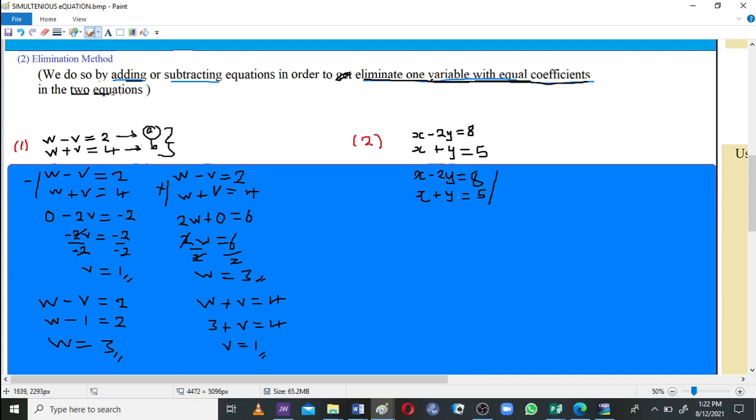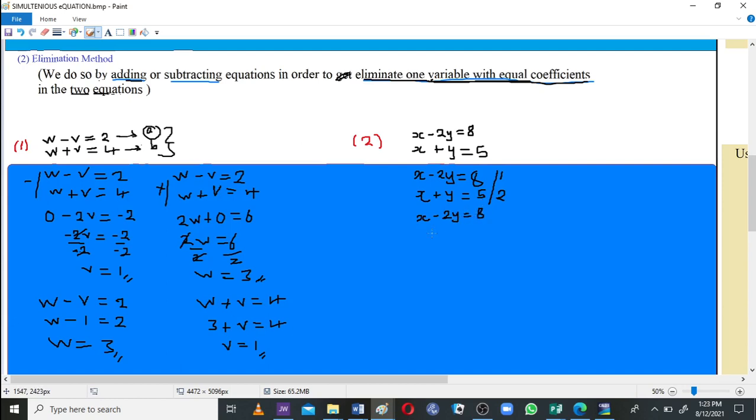You need to make sure you balance coefficients for the variable that you want to eliminate. Okay, so for me to balance the coefficients, I'll multiply the equation below here, the equation which is downward, by 2. All right, and then on top I'm going to multiply by 1. That means the equation on top will remain the same.